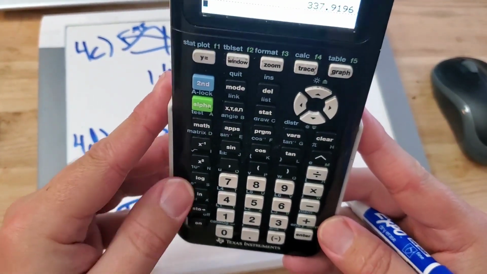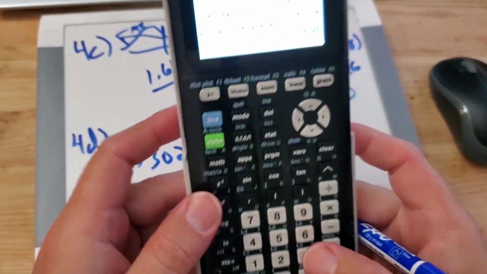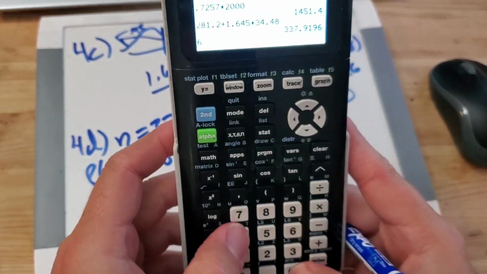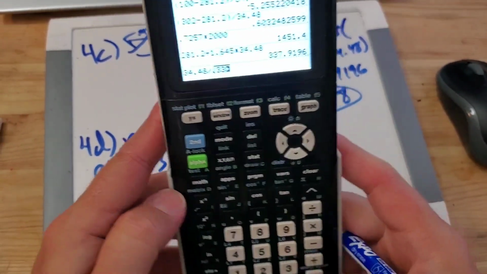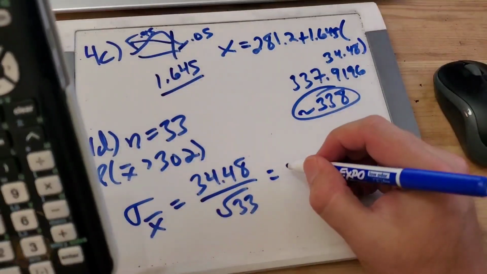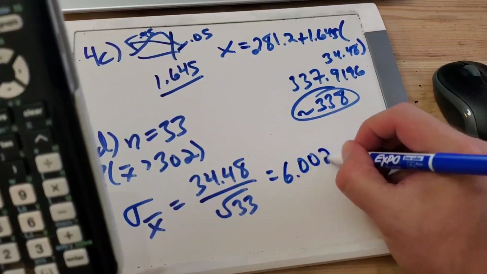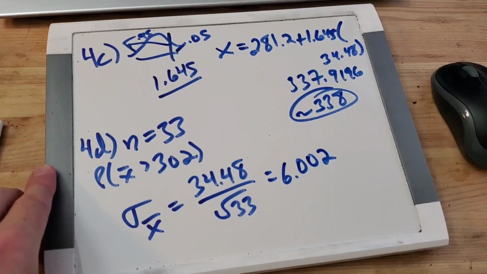It's going to be roughly 6. I don't know. It's going to be right around 6. 34.48 divided by the square root of 33. All right. 6.002. All right. So let me do some magic. You guys can stop it if you want.